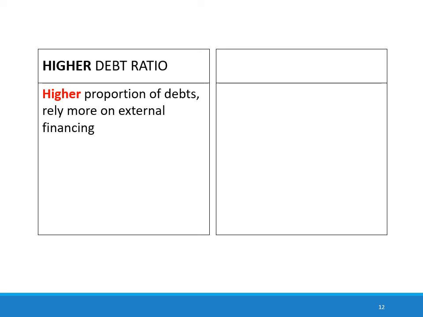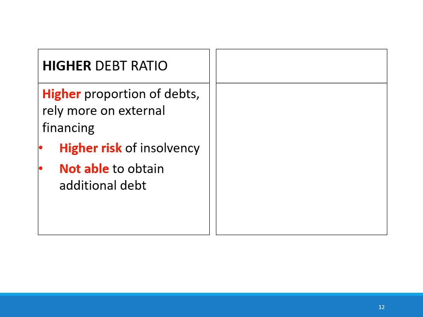Higher debt ratio. The company has a higher proportion of debts. It relies more on external financing. The effect will be a higher risk of insolvency, not being able to obtain additional debt because lenders are reluctant to take additional risk, or the borrower can only borrow at a higher interest rate.